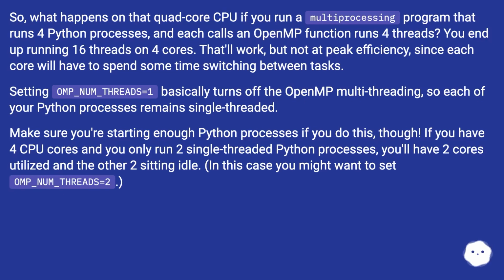Setting OMP_NUM_THREADS=1 basically turns off the OpenMP multi-threading, so each of your Python processes remains single-threaded. Make sure you're starting enough Python processes if you do this, though. If you have 4 CPU cores and you only run 2 single-threaded Python processes, you'll have 2 cores utilized and the other 2 sitting idle. In this case you might want to set OMP_NUM_THREADS=2.